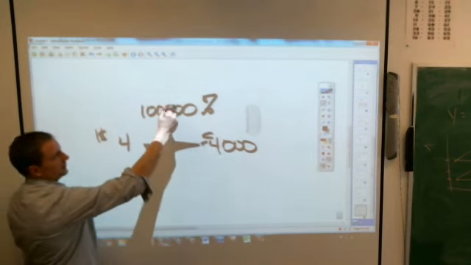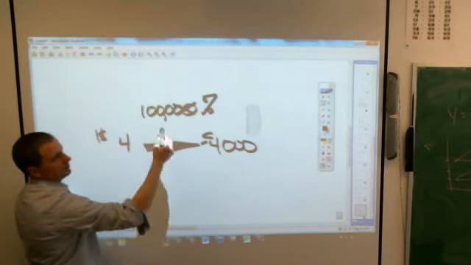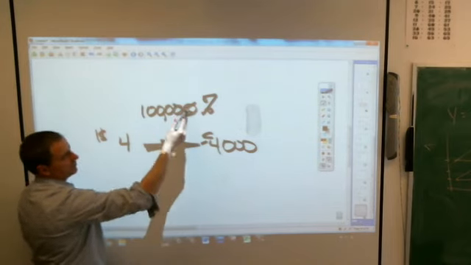Basically, you can think about just getting rid of the 2 zeros at the end, because a percent means out of 100. So if you had it over a fraction with 100, you could cross those.